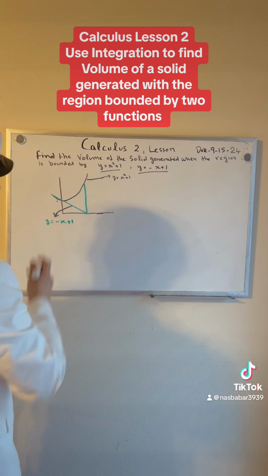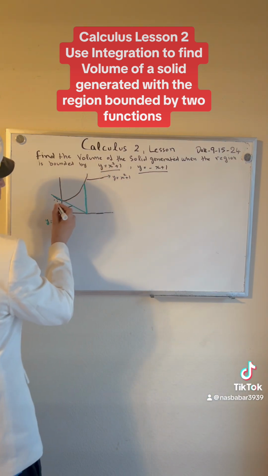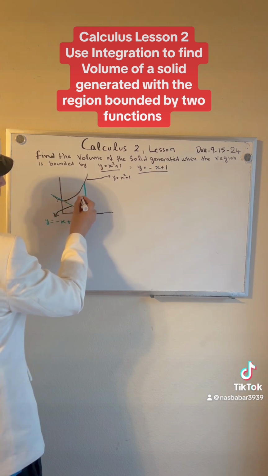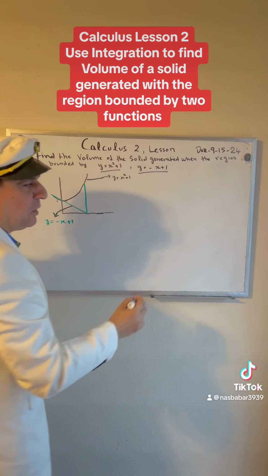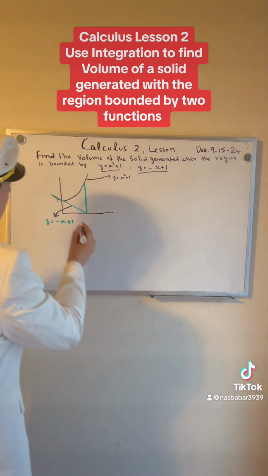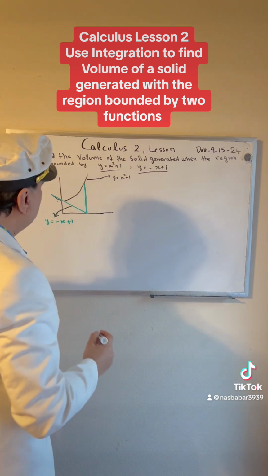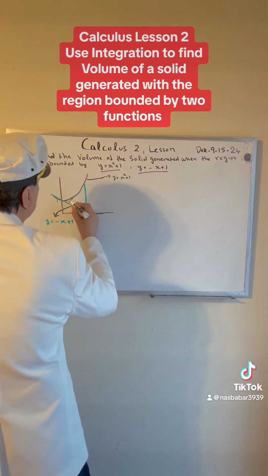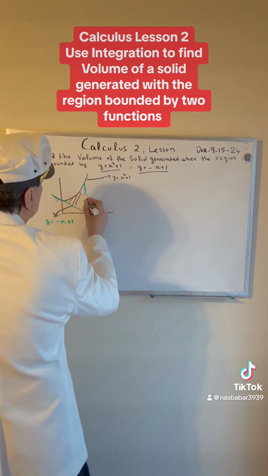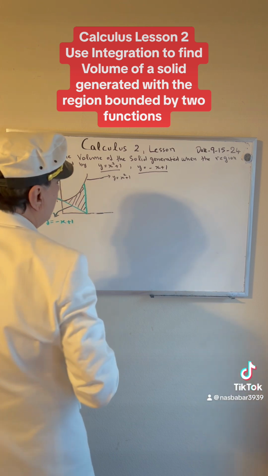So if you look on the board, the graph for y is equal to x squared plus 1 is right here. Okay? And then y is equal to minus x plus 1 is going to be a straight line, which is right here in the green. What they want is for you to find the volume of this region right here inside. This volume inside is what they need you to find.